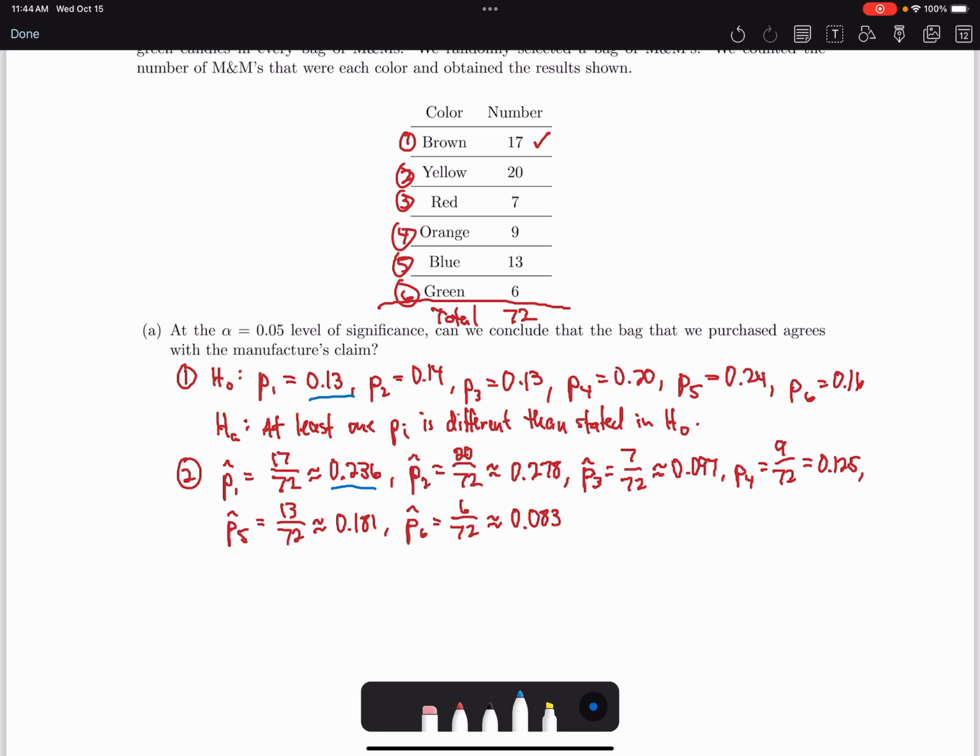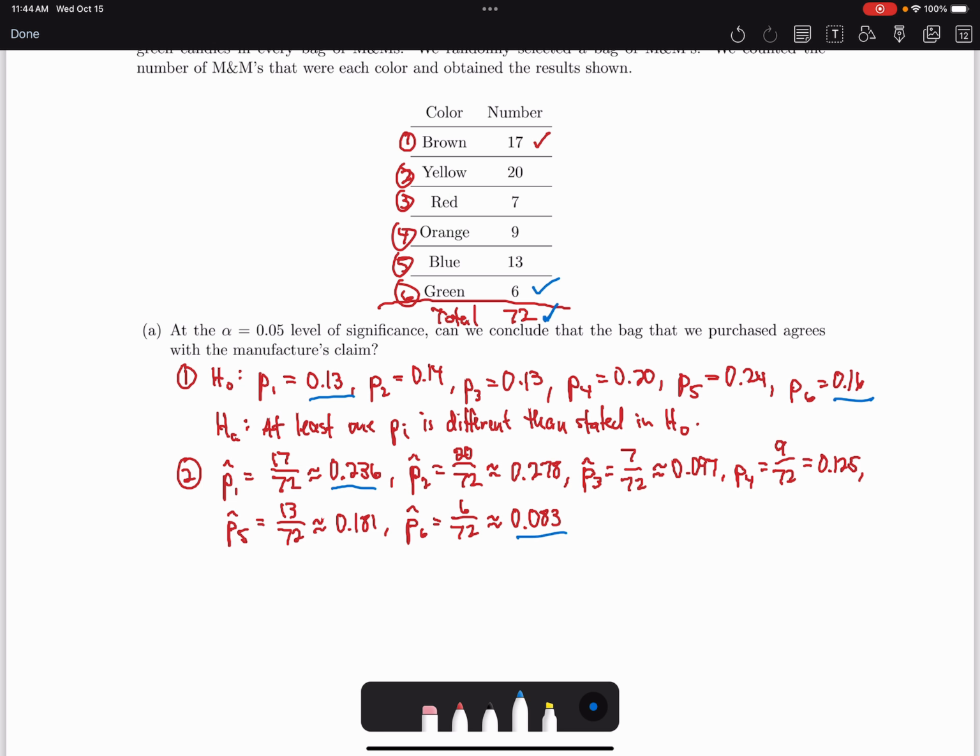And then on the other end of the spectrum, we expected 16% of the candies to be green, but only about 8% of them were. So, are we going to reject the null hypothesis? Well, that depends. Generally speaking, I think for a goodness of fit test, you need a fairly large sample size in order to get good evidence. And so I'm not sure that a sample size of 72 is really going to be good enough here, despite the fact that we're seeing pretty large differences between the claimed proportions and the actual observed proportions.